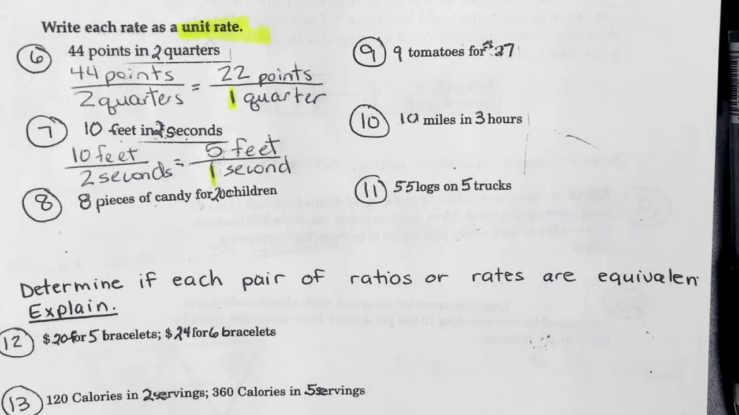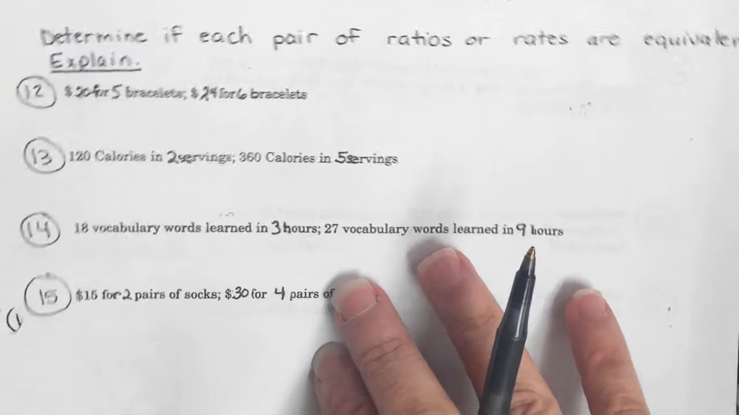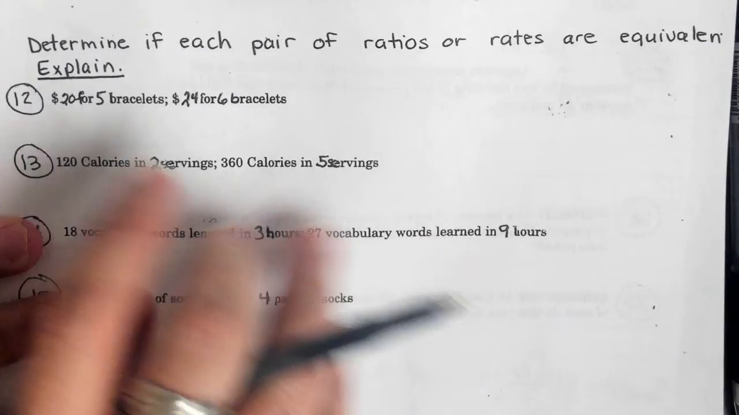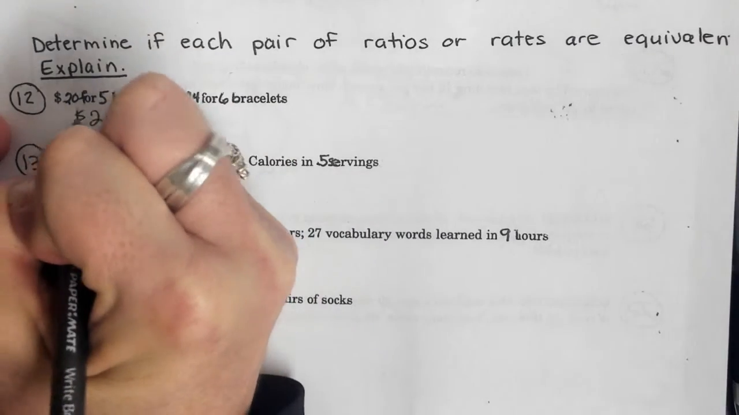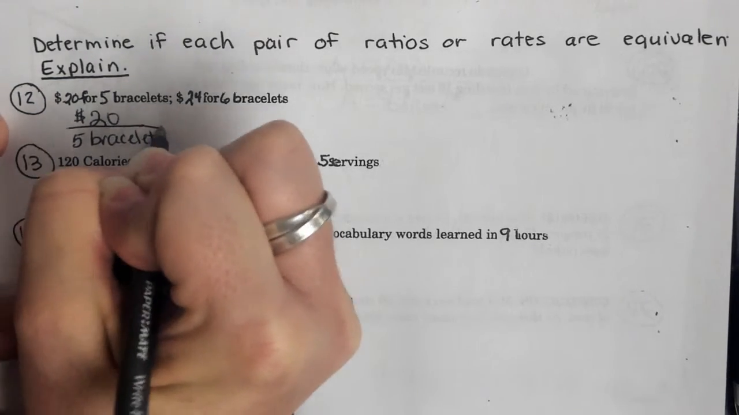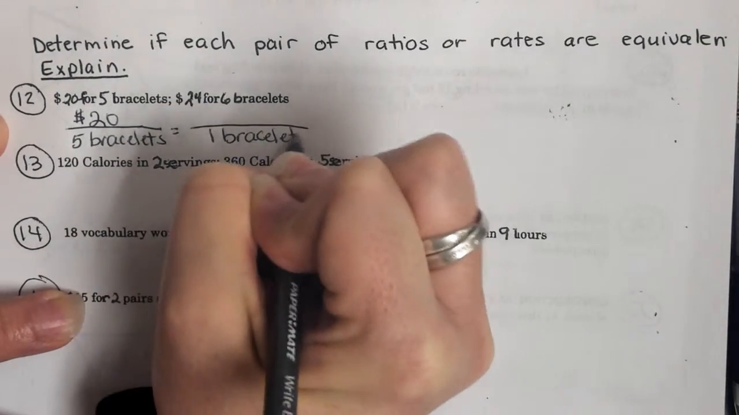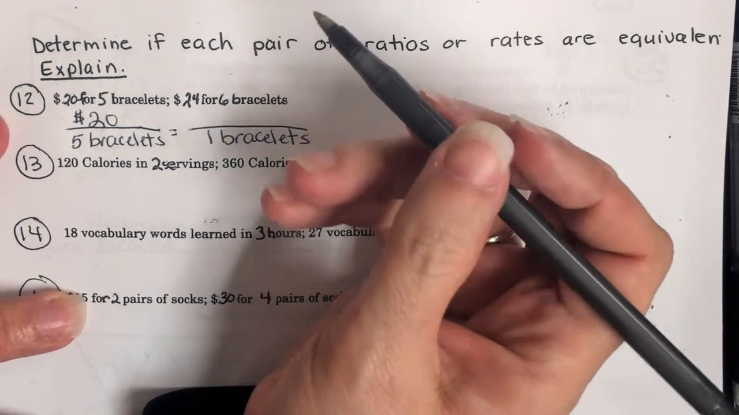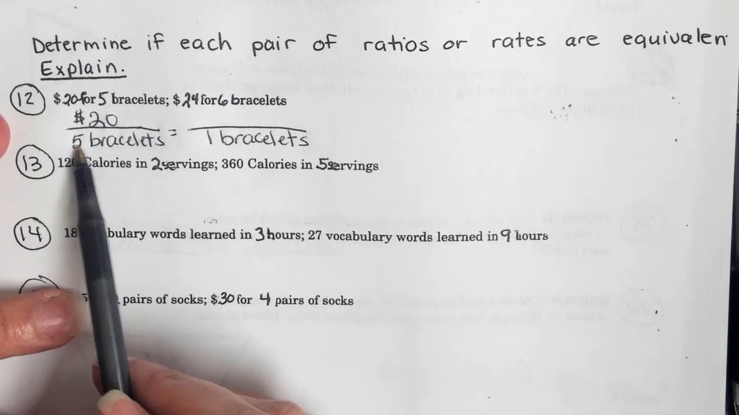Okay, number 12. Now we're doing equivalent. If they're the same price or not, or if they're the same unit rate or not. Here we go. So like number 12. Okay, $20 for 5 bracelets. So I put 20, 5 bracelets, and yes, you have to have all the words. I promise it's not that bad. We could be writing complete sentences. Okay, $20 for 5. So how much is 1?